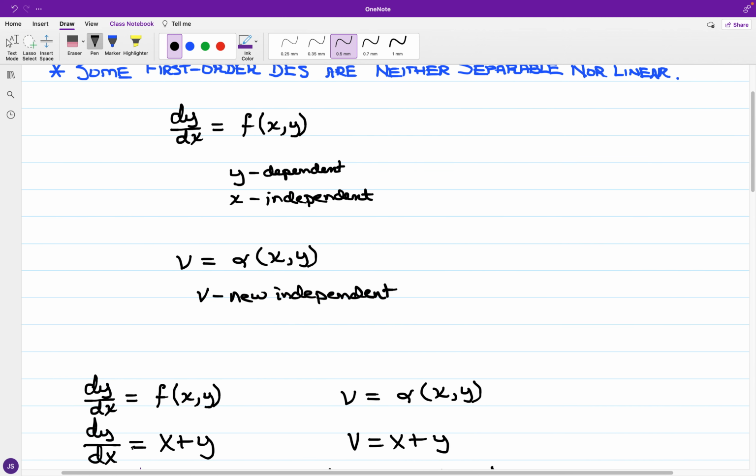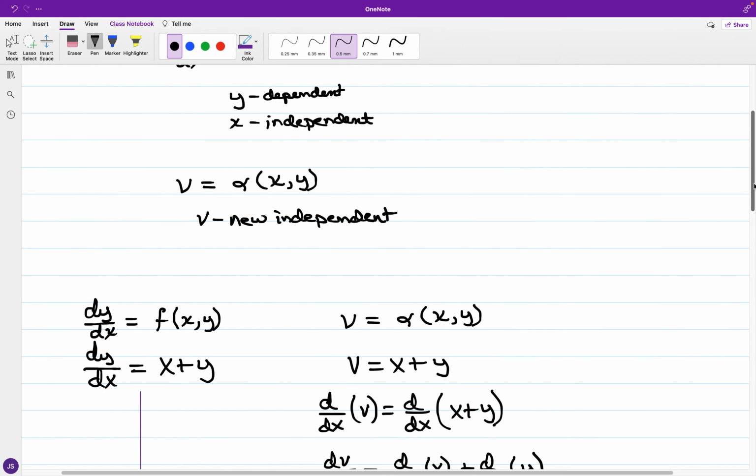Now we have dy over dx is equal to x plus y. Along the lines of first order linear differential equations, I could isolate the x and move the y over and have p of x equal to -1, and then take the integrating factor. But I'm going to tackle this problem with the v substitution. So we have a combination x plus y, and I'm going to set v equal to this.